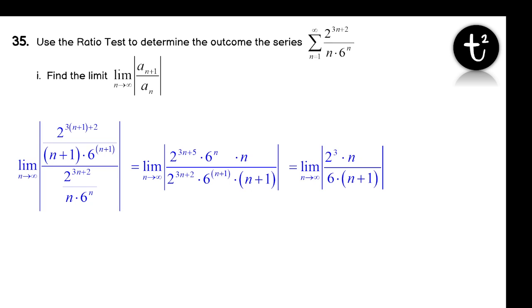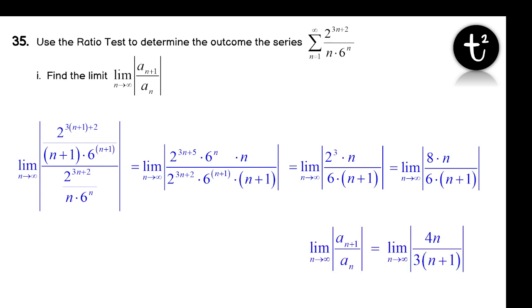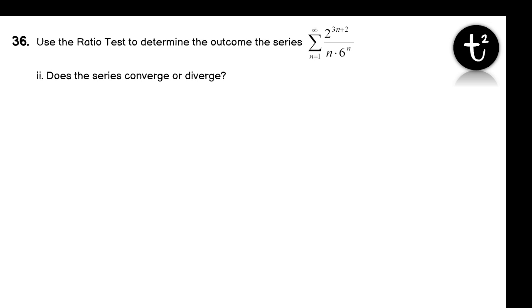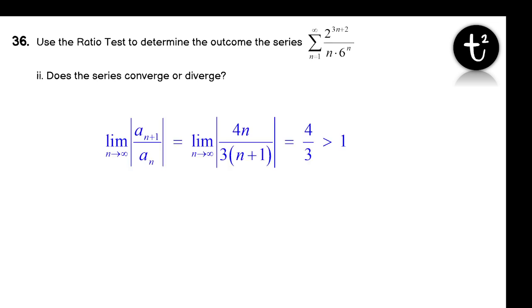Alright, so this limit, if cleaned up, is going to be equal to the limit as n goes to infinity of 8n divided by 6 times n plus 1. Finally, we can simplify this to the limit as n goes to infinity of 4n over 3 times n plus 1. And so in part 2, the question is, does the series converge or diverge? Well, we see since this limit goes to a value of 4/3, and 4/3 is greater than 1, this series will diverge by the ratio test.